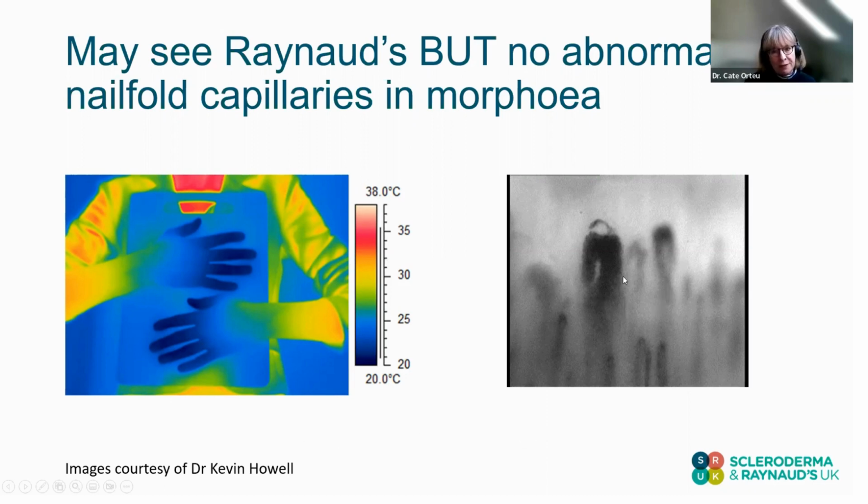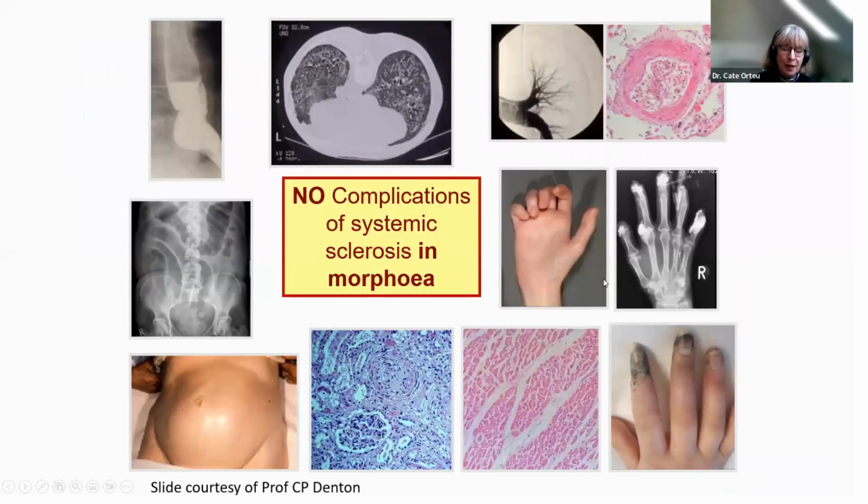What we don't see in Morphoea is this is the blood vessels at the nail fold capillaries, so the proximal nail folds. And these become abnormal in systemic sclerosis, but they remain normal in Morphoea. We also do not, as I mentioned, see the complications of systemic sclerosis in terms of internal organ involvement. So we don't see the gut complications that are identified in systemic sclerosis. We don't get pulmonary fibrosis or pulmonary arterial hypertension, and patients don't get renal or heart disease. So, and I thank Professor Denton for this slide. So there is a difference in terms of the risks and complications between Morphoea and systemic sclerosis.